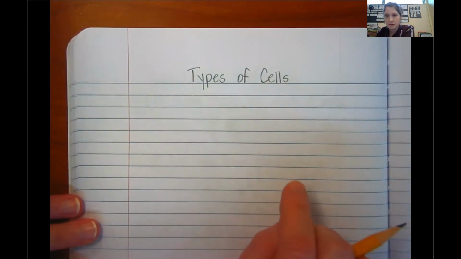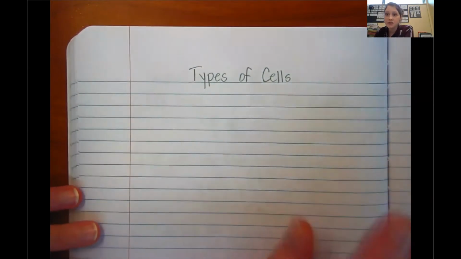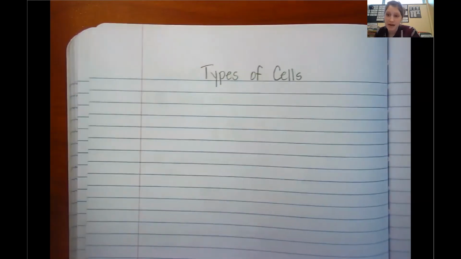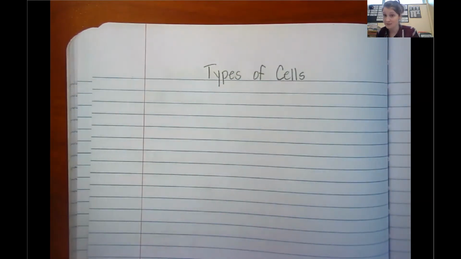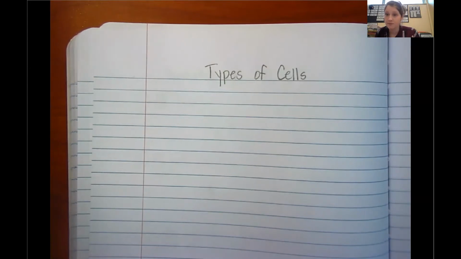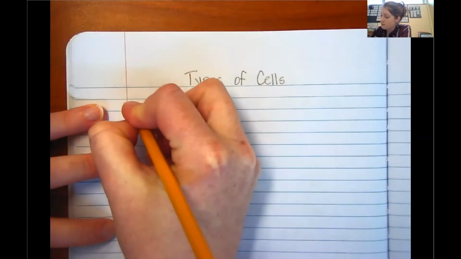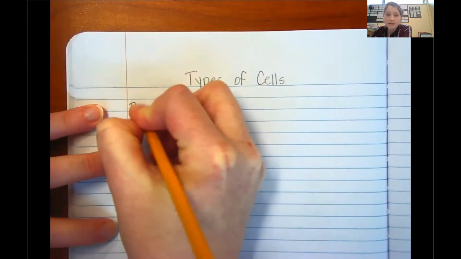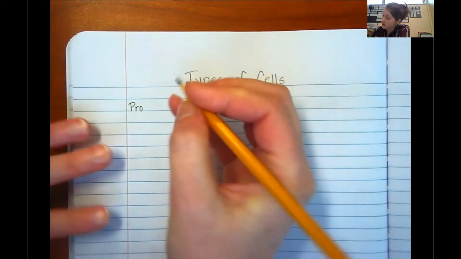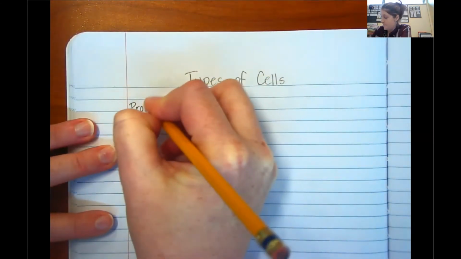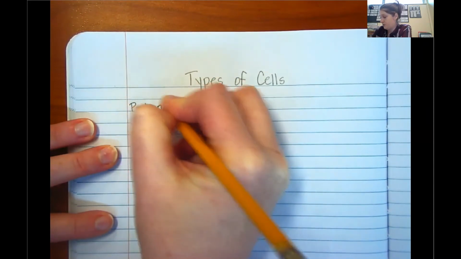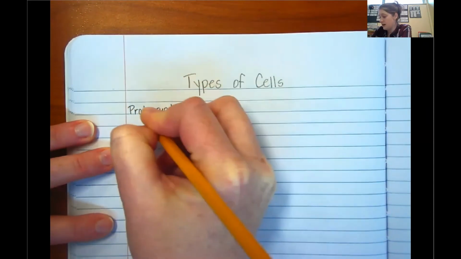So like I said, we're going to talk about types of cells. Every single cell falls into two main categories. There's tons of types of cells, tens of thousands, but all of them fall into one of two categories. So we're going to talk about those two main categories today. The first category is prokaryote, or sometimes called prokaryotic. So I'm going to say prokaryotic cells.